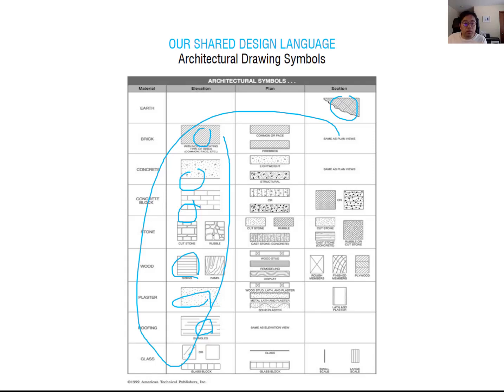Because sometimes if you don't know about this symbol and this hatching style, it is hard to know about the materiality of your project. But if you know about the symbols, it's much easier to navigate the materiality of your project.